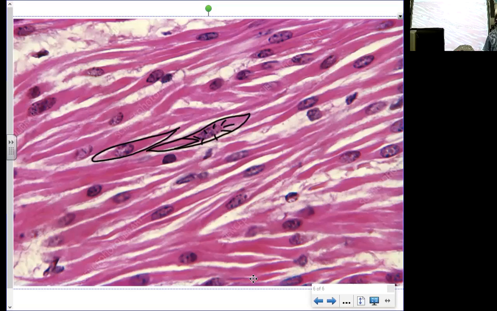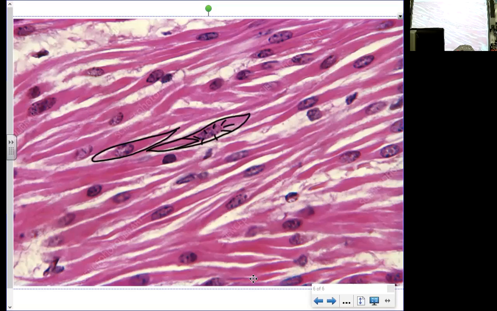Voluntary or involuntary? Involuntary. You do not think about doing this. Where's the most common place of finding these in the body? Digestive system. This makes up your digestive system.